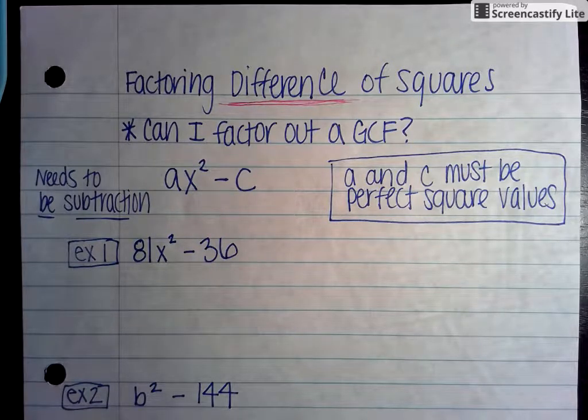This video is on factoring difference of squares. And what I mean by difference of squares is perfect squares. So it's a special case of factoring. And you always have to ask yourself that question: can I factor out a GCF? If that's the case, then you still do what we've been doing so far, but this is a special case in the fact that this is a binomial that you factor.